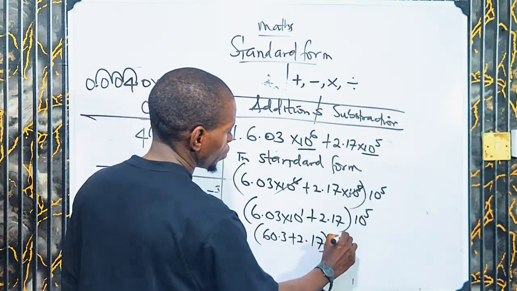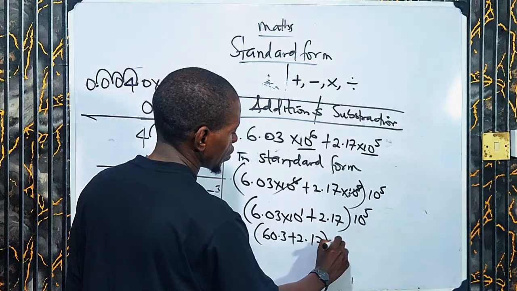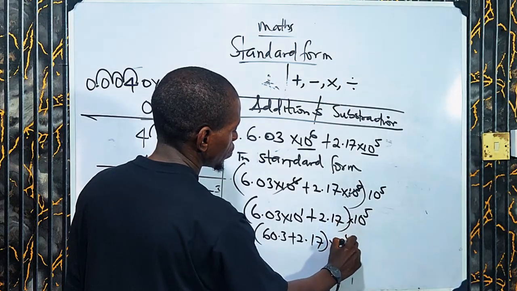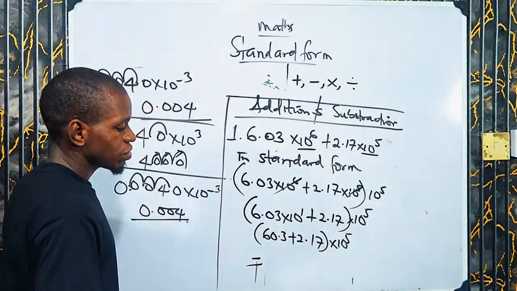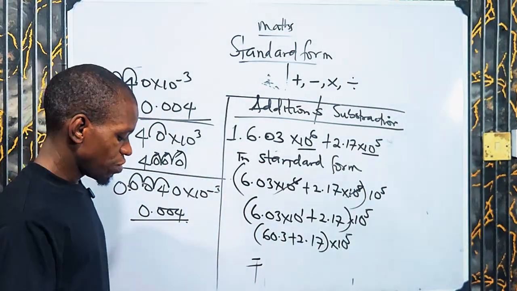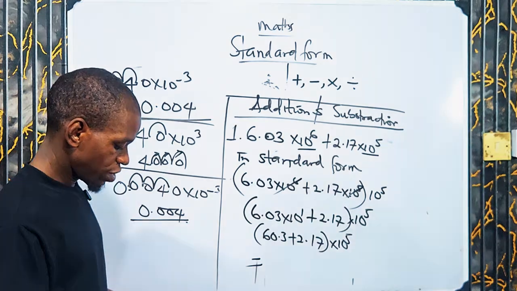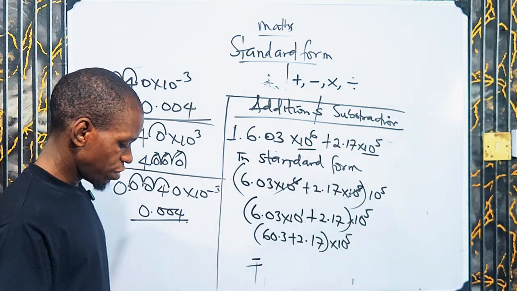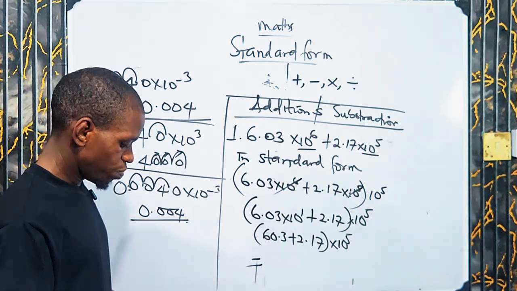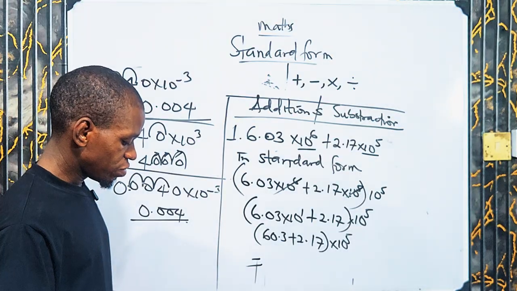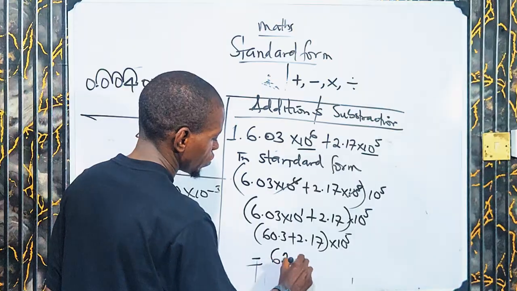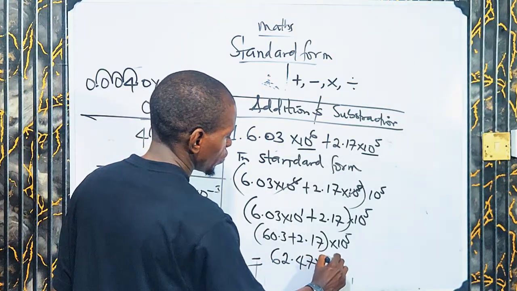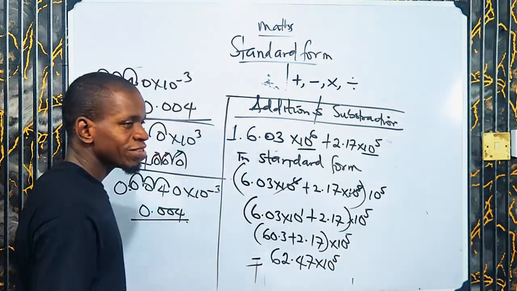Okay, times 10 to the power what? 5. At this point, you cannot add both of them together. When you add both of them together, I'm going to have it as 60.3 plus 2.17, and that is going to give me 62.47. 62.47 times 10 to the power what? 5. Should I leave my answer this way?